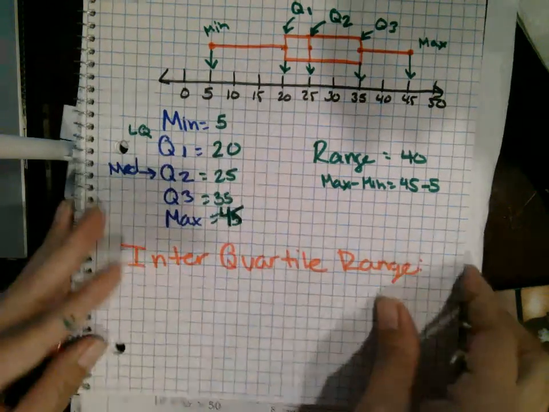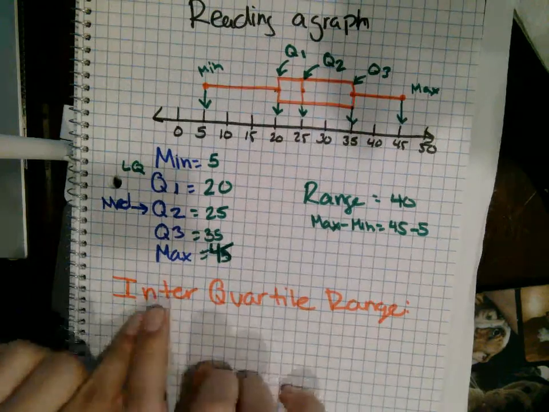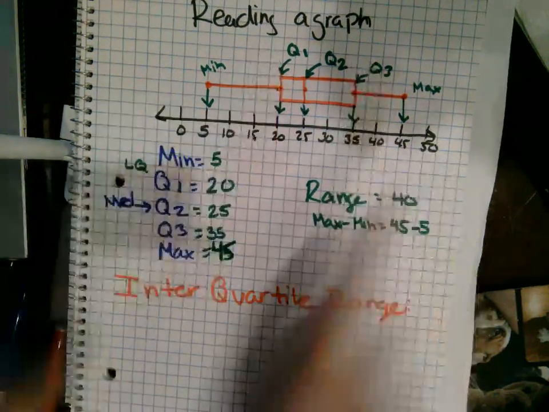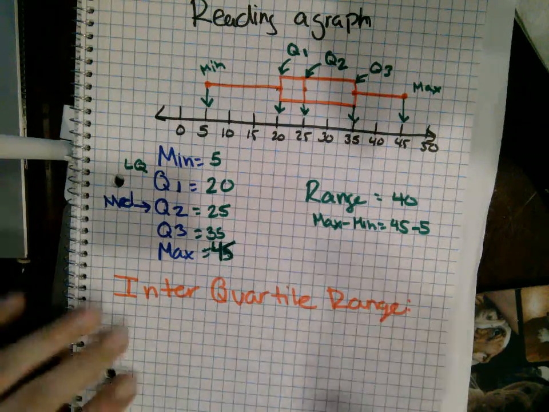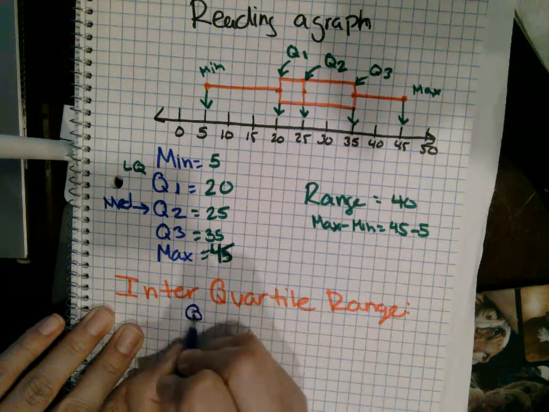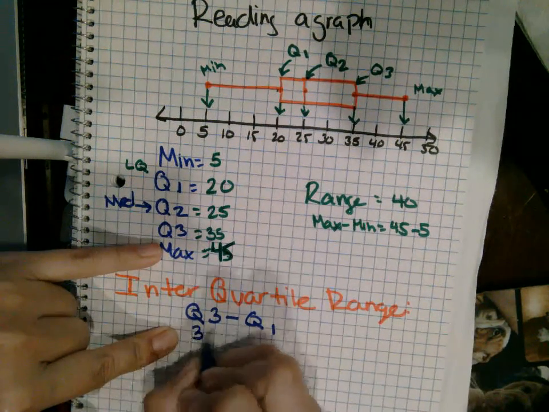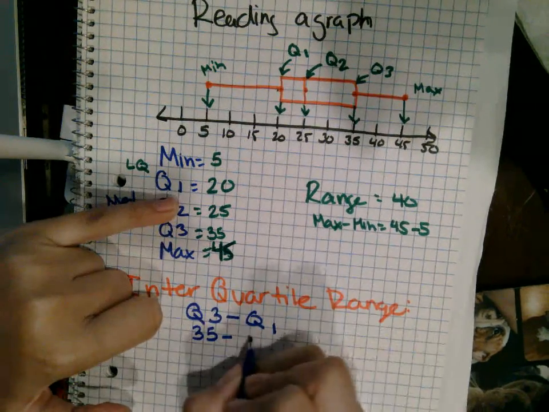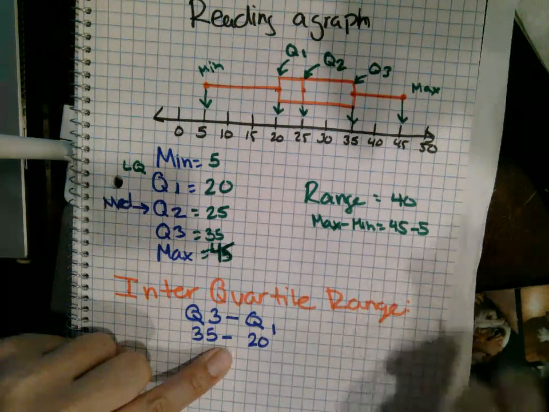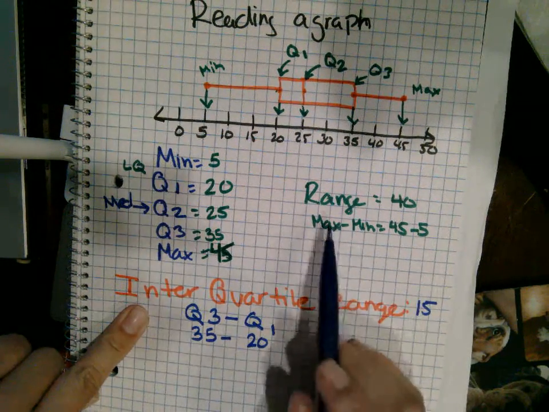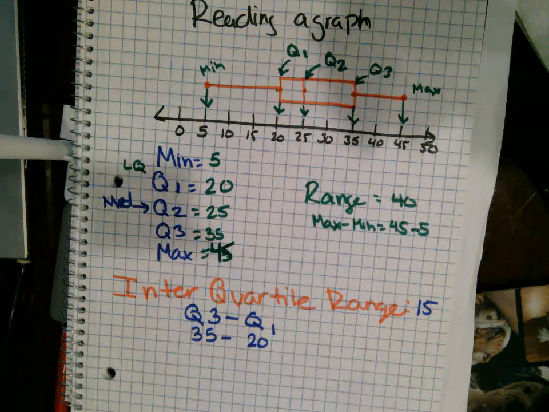The interquartile. So inter means inside. So inside the quartiles. Here are your quartiles. So inside of these quartiles, it would be Q3 minus Q1. Q3 is 35. Q1 is 20. What's 35 minus 20? 15. So the interquartile range is 15. The regular range is 40. So interquartile means inside. Range is the traditional range.